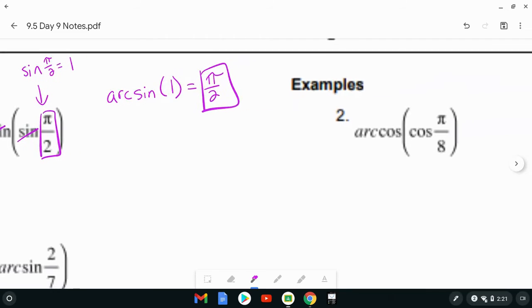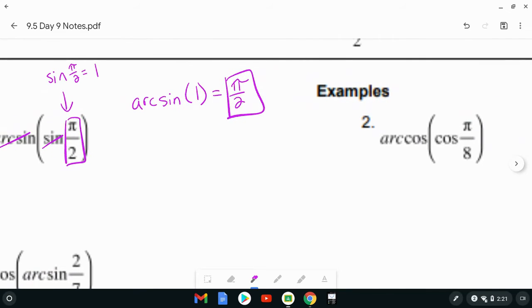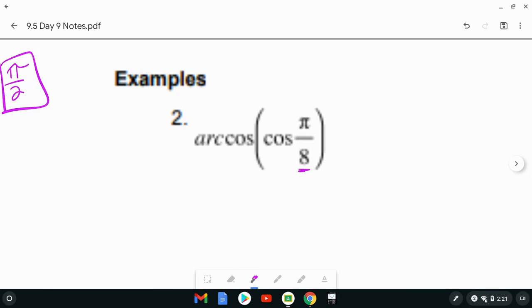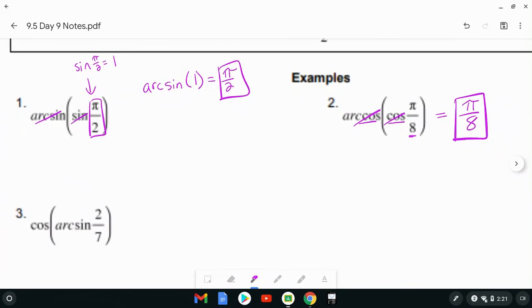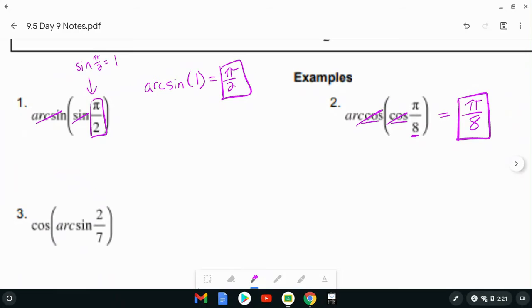This is going to come in handy when we take a look at example 2, because pi over 8 isn't on our unit circle. We don't know the actual output, but because you're taking the arc cosine of cosine, you can apply that property and you're just left with pi over 8. So that's where these properties come in handy, when you're taking the arc sine of sine or the arc cosine of cosine. You can essentially cancel those out and make it a lot easier on yourself.